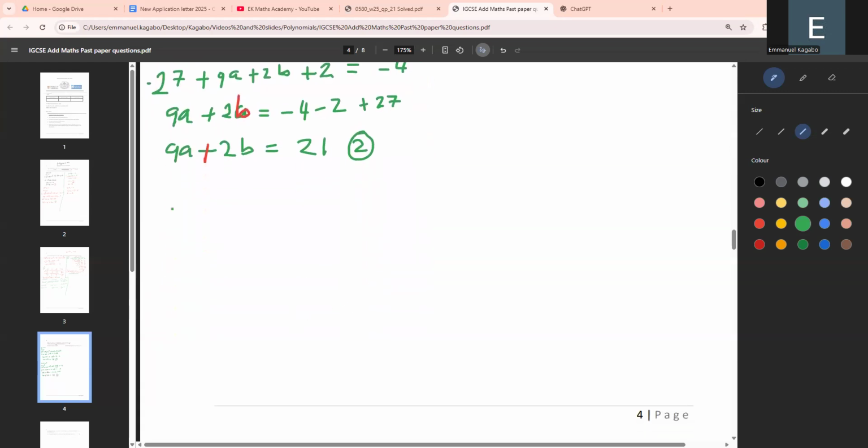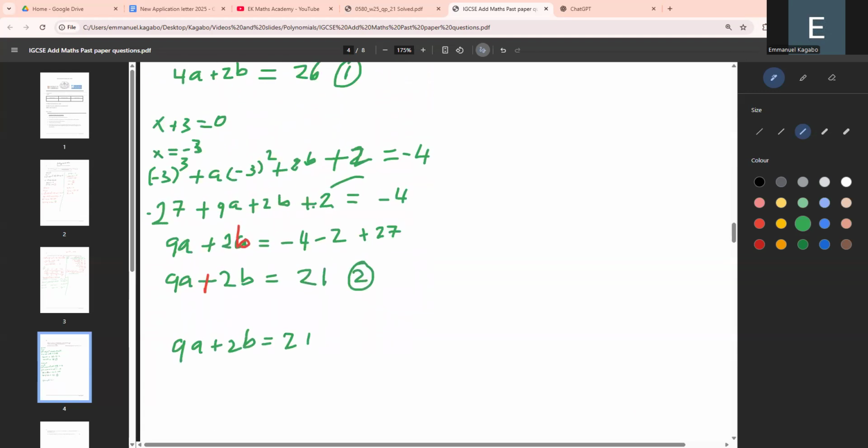Now, the next step is to solve my two simultaneous equations. Let me write this one first. 9a plus 2b equals to 21. That is the second equation I got. What was the first equation, guys? The first equation was 4a plus 2b equals to 26. Okay, you can check what I've done if it's okay. Okay, those are my two equations.